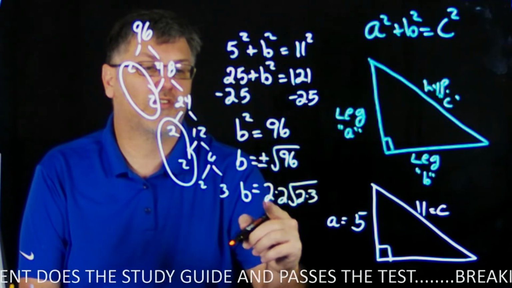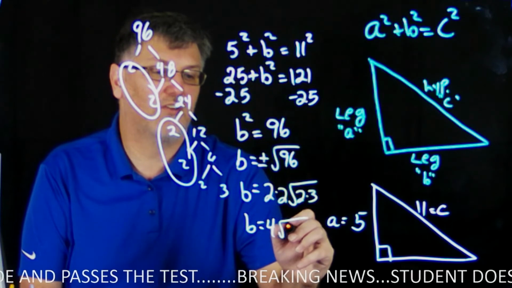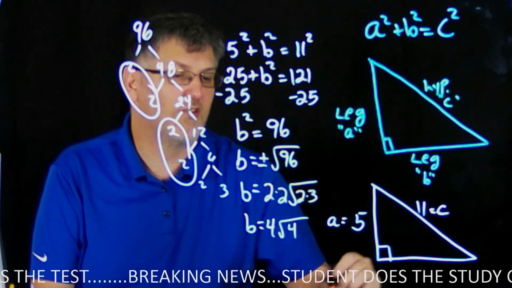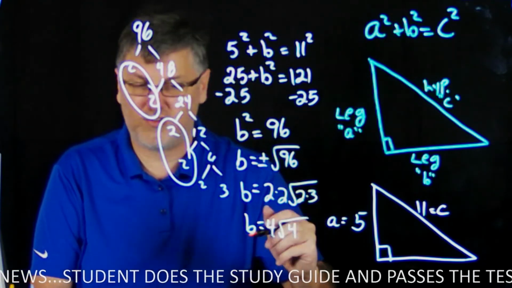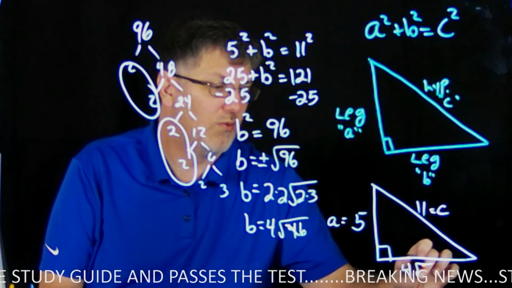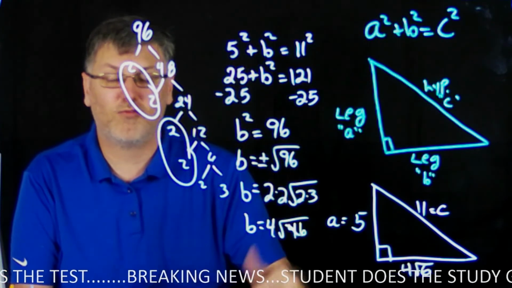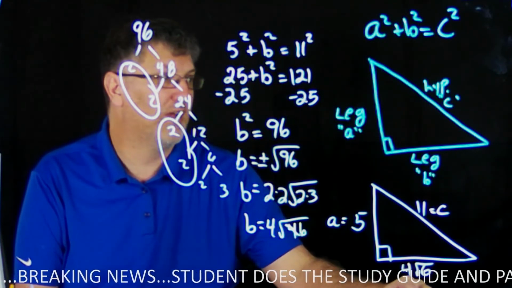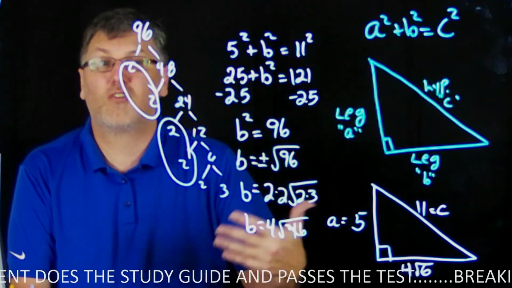From here, we just simplify. 2 times 2 is 4. And then 2 times 3 is 6. So my missing leg over here is going to be 4 square root 6. As you can see, I make writing errors all the time on this. It's okay if you do. Just keep moving on if you make a mistake. Don't stop and dwell on it. Just keep moving on.